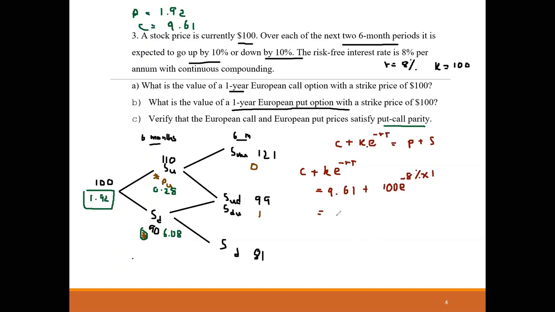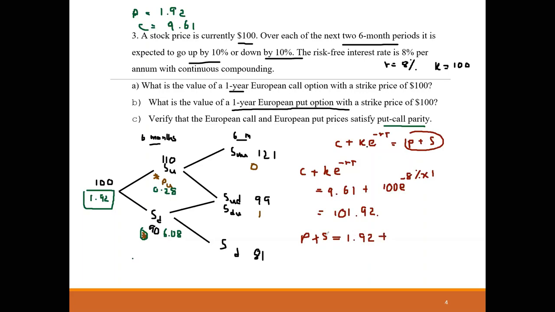You will get 101.92. And then if you look at the other side, the right hand side of this put call parity, if you take P plus the stock price, it would be how much? P is, we got the value of the put is 1.92.